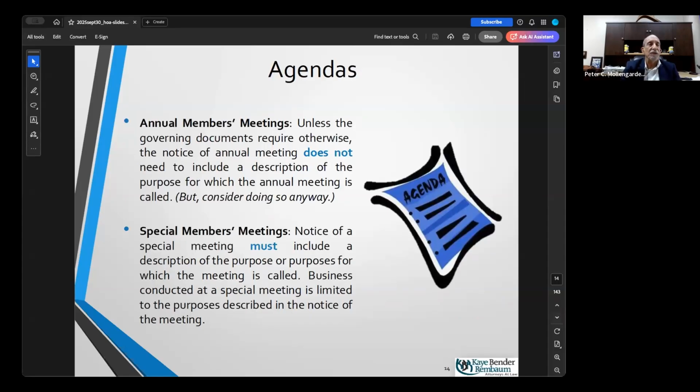Now, unless your documents provide otherwise, the notice of an annual meeting is not required to include a description or purpose for which the meeting is called. However, I highly advise or highly recommend that you do that anyway, that you have an agenda and you have the purposes of your annual meeting in your notice. Special member meetings, though, you must include a description of the purpose or purposes for which the meeting is called, and the business at a special meeting is limited to those items that are on the agenda.